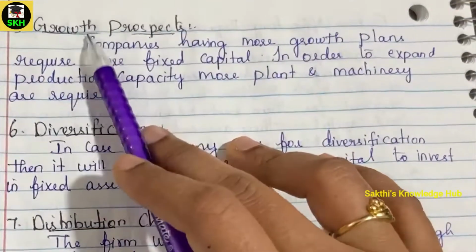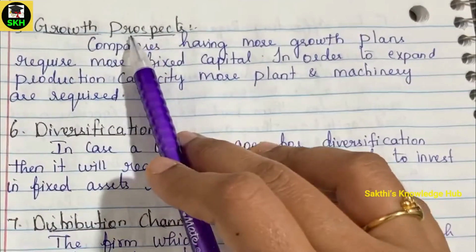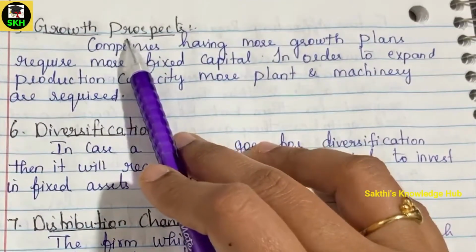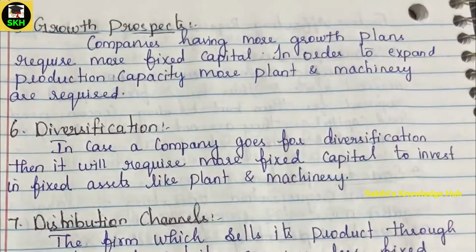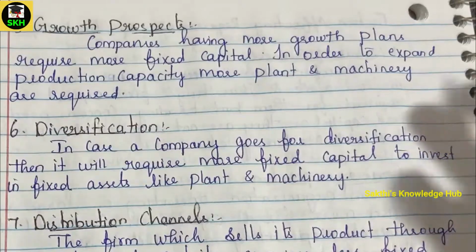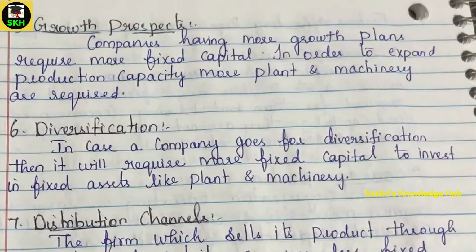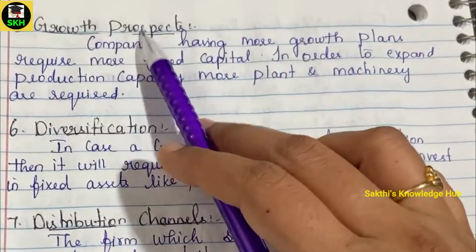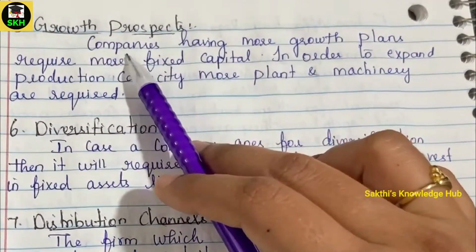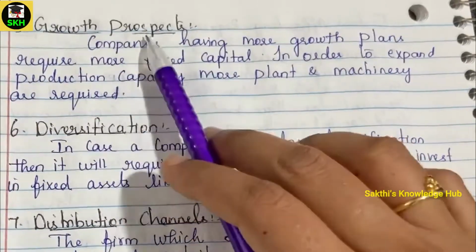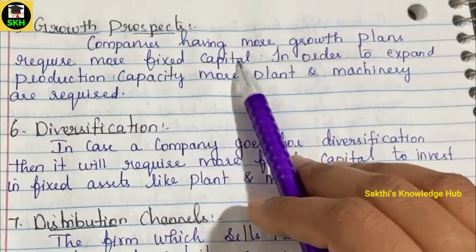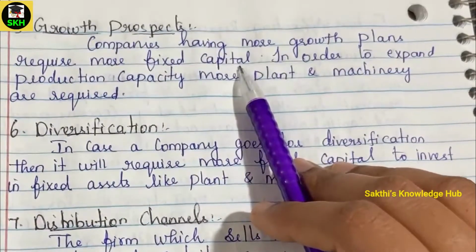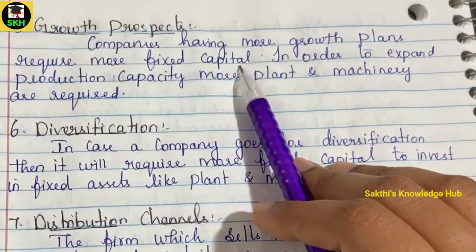And the next factor is the growth prospect. What is the growth progress or chart of the organization? Some organizations may grow continuously in a very positive manner, some may stay stable, and some may go lower or in a negative direction. So the growth prospect of the business also decides the fixed capital. Companies having more growth plans require more fixed capital because they need to invest more and more money in new machineries, equipments, technology and so on.